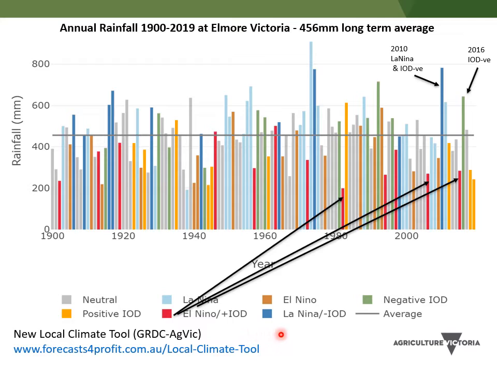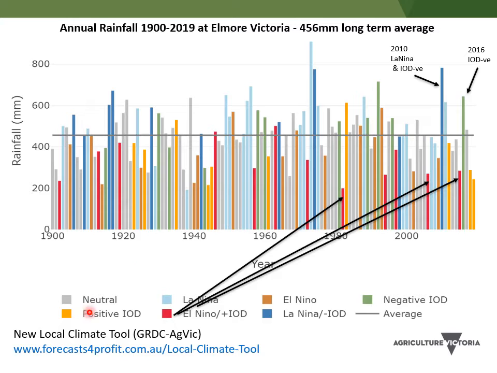Now here's a new tool. It's called the Local Climate Tool. You can find it at our Forecast for Profit website. I've just got here the rainfall record since 1900 from nearby at Elmore. Basically it shows the long-term rainfall, but what's color-coded here is actually the years when a climate driver was active or in an active phase.